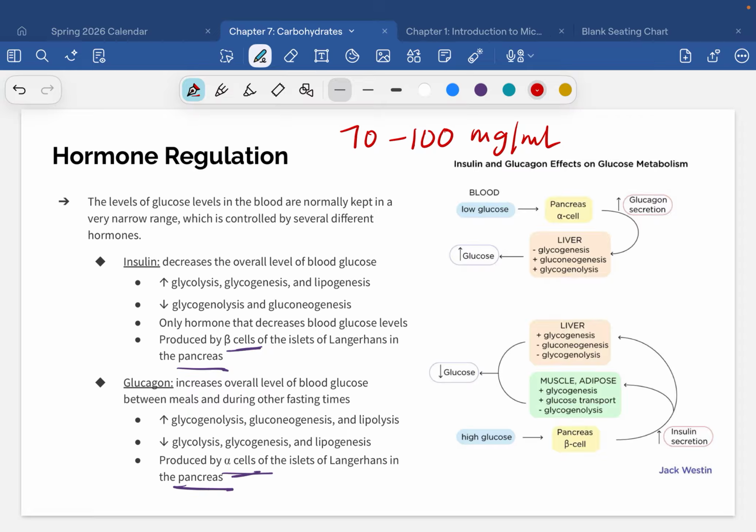This is the commonly referred to fasting glucose, right? Basically, when you haven't eaten. We'll talk more about the details of it later, but yes, it is a fasting glucose.